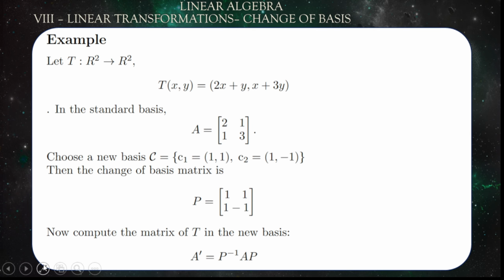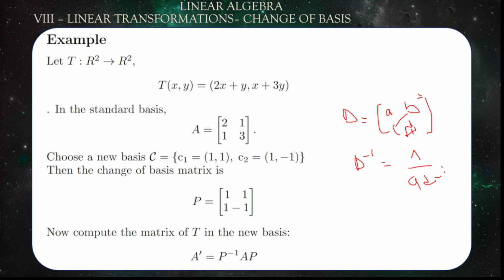So let's consider a matrix D given by A, B, C, D. To remind you how we get the inverse of a matrix: D minus 1, the inverse, is equal to 1 over the determinant of D, which is AD minus BC, multiplied by the matrix where we swap A and D, and you multiply B and C by a minus sign without changing their locations. This is how you get the inverse matrix.